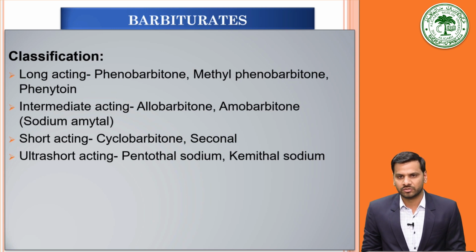Classification of barbiturates. So, they are classified under 4 categories. One is long-acting, intermediate-acting, short-acting, and ultra-short-acting. If we talk about the examples of long-acting, they are phenobarbital, methylphenobarbital, and phenytoin. Intermediate-acting are allobarbital and amobarbital, that is sodium amytal. Short-acting are cyclobarbital and seconal, while ultra-short-acting are pentothal sodium and camethyl sodium.